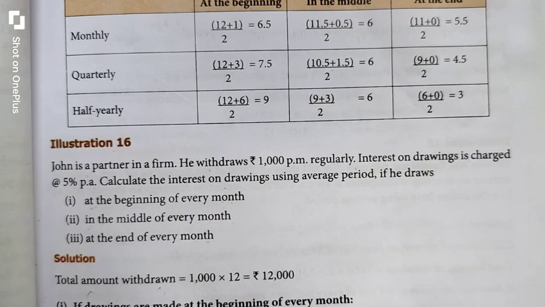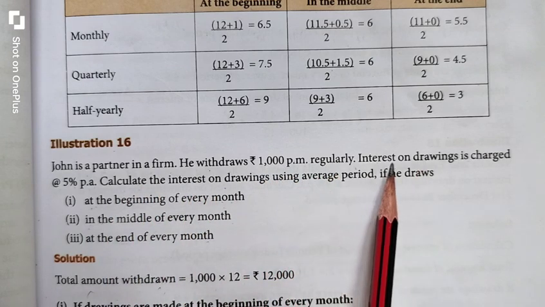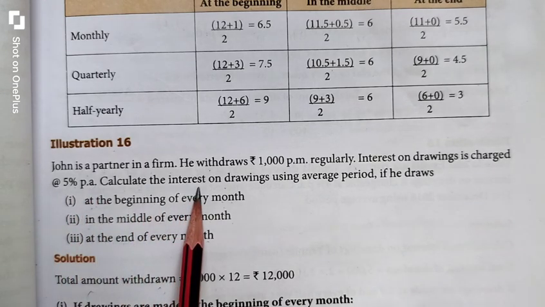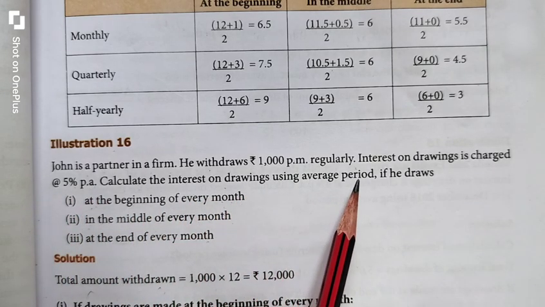Students, 12th standard accountancy, chapter 3, illustration 16. John is a partner in a firm. He withdraws 1000 rupees per month regularly. Interest on drawings is charged at 5% per annum. Calculate the interest on drawings using average period.